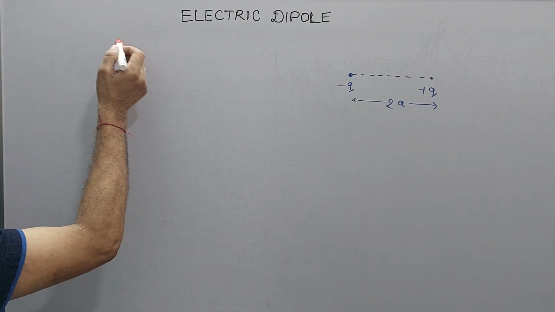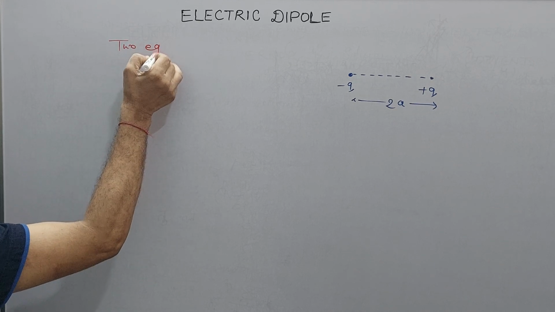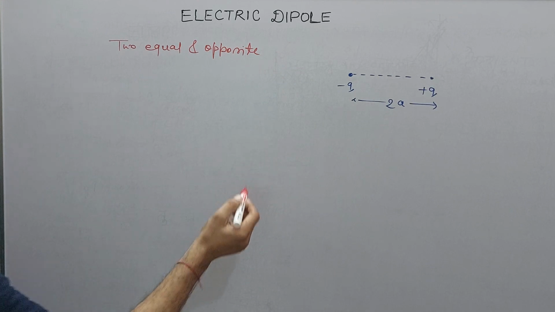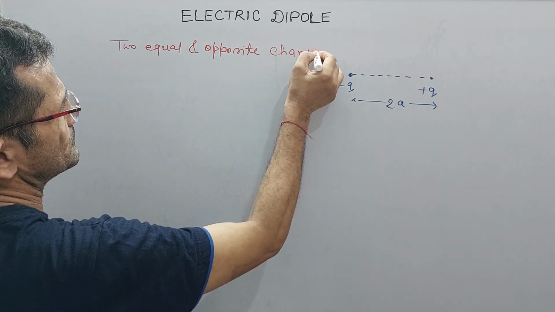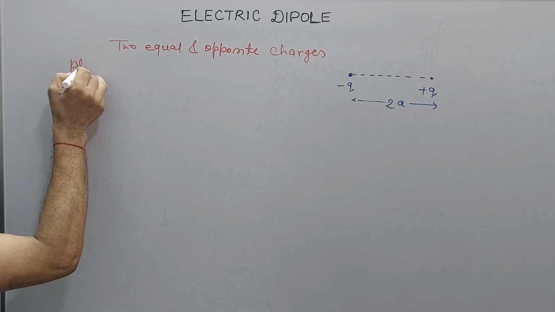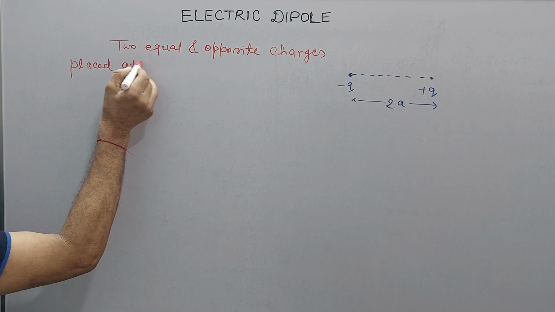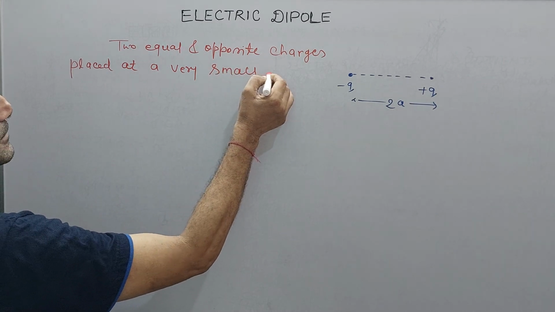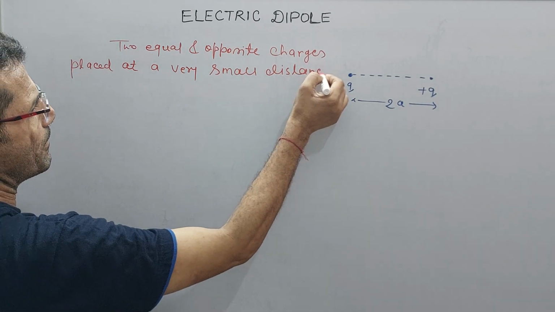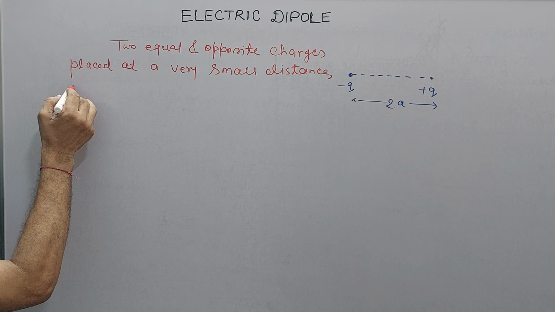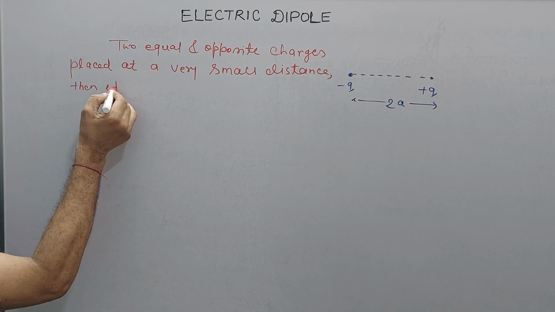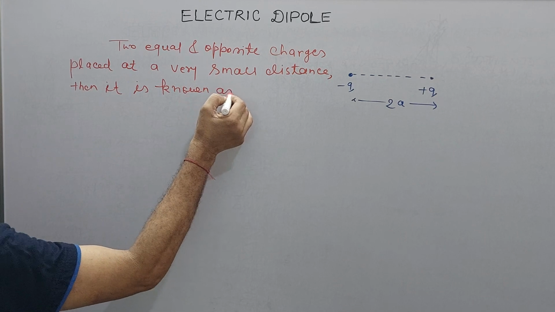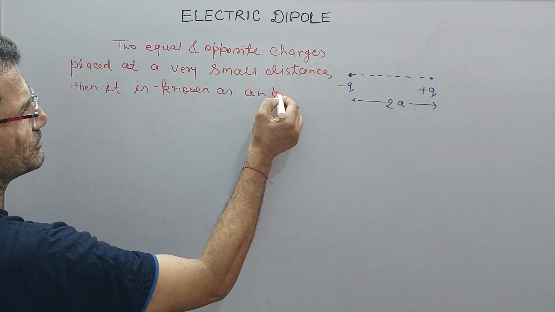The definition of the electric dipole is: two equal and opposite charges placed at a very small distance. Then it is known as an electric dipole.